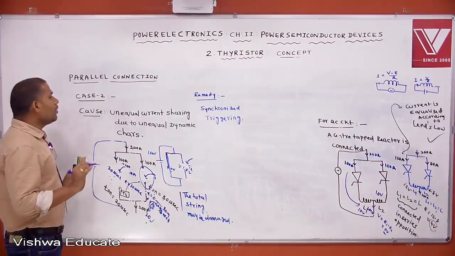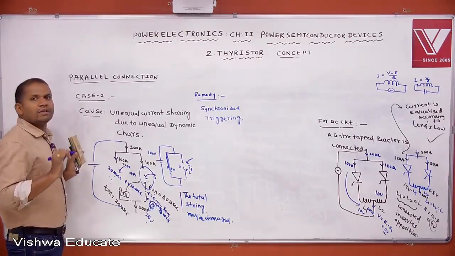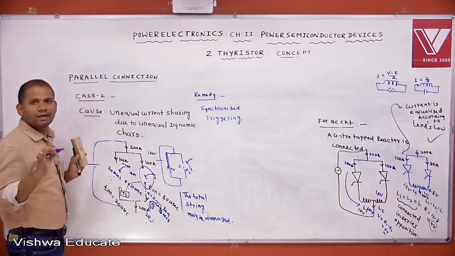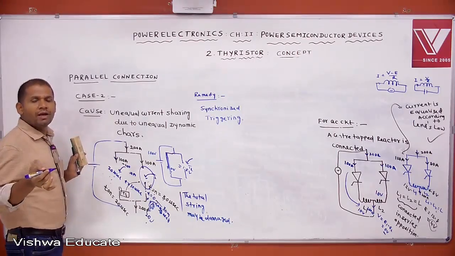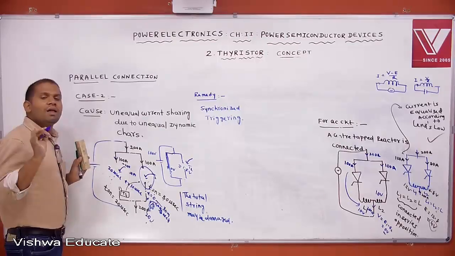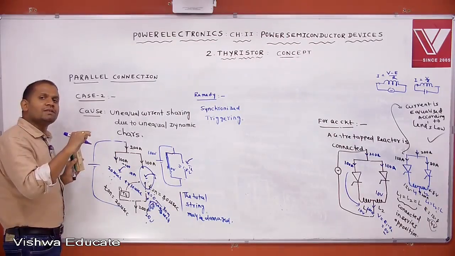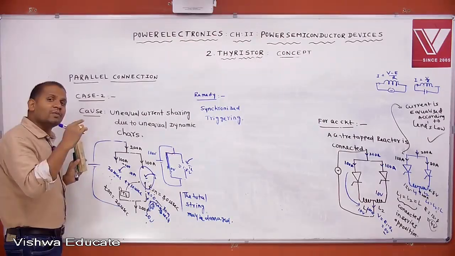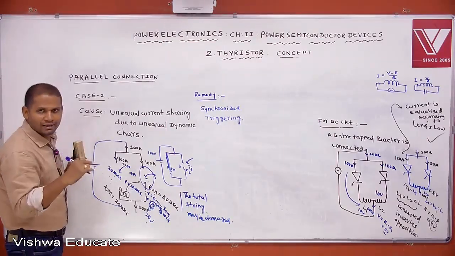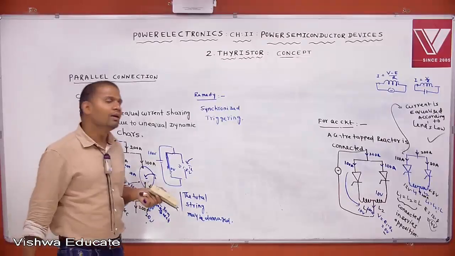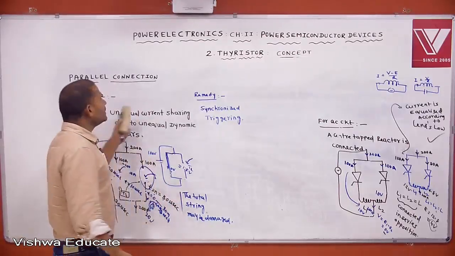That means, what do we mean by synchronized triggering? We can make the triggering in such a way that both the SCRs are turned on at a time. How is it possible? We can trigger the thyristor with the large turn on time first, then give the triggering pulse to the thyristor which has the less turn on time. Like that we can make the triggering, and both the thyristors turn on at a time. This is the cause and this is the remedy.